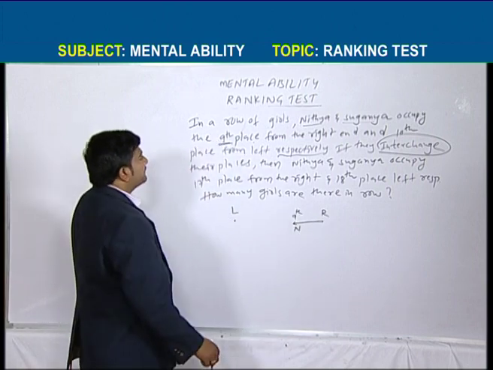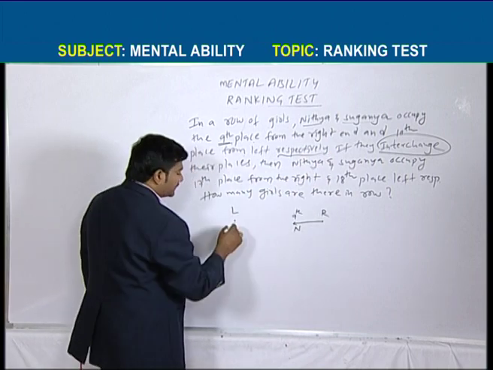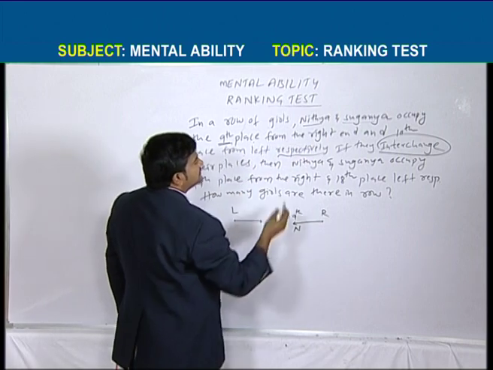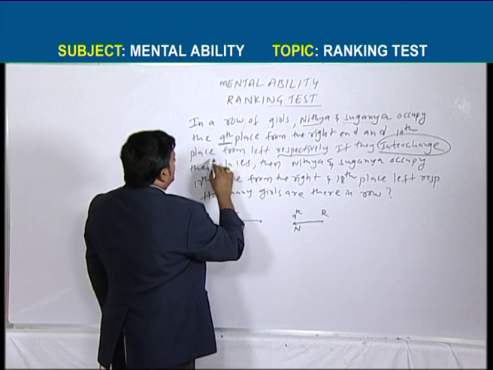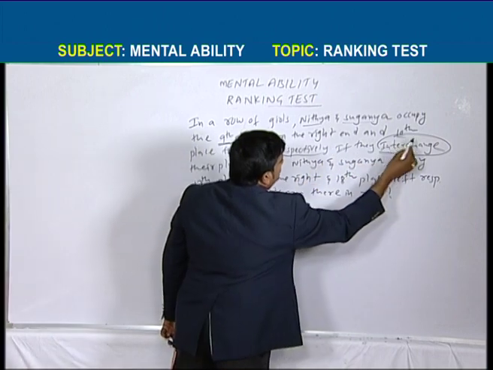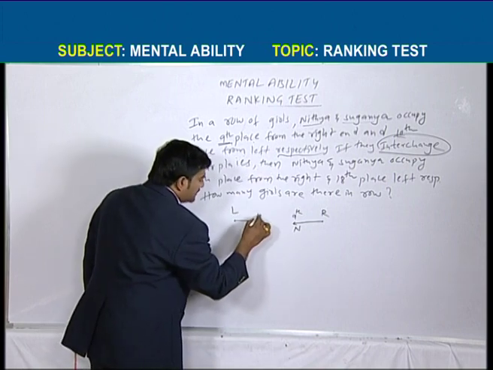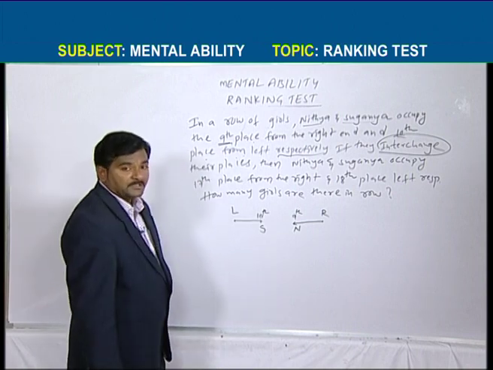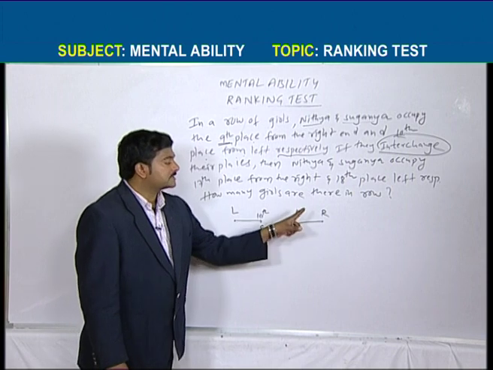Nitya's position, and 10th place from the left end. Who is occupying 10th place from the left end? It's Suganya, because Suganya occupies the 10th place from the left respectively. So this is Suganya's position from left. I know Suganya's position from left, and Nitya's position from right.